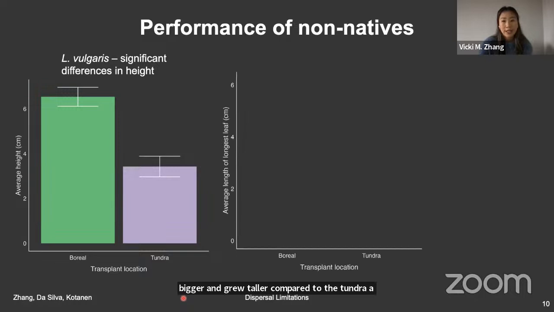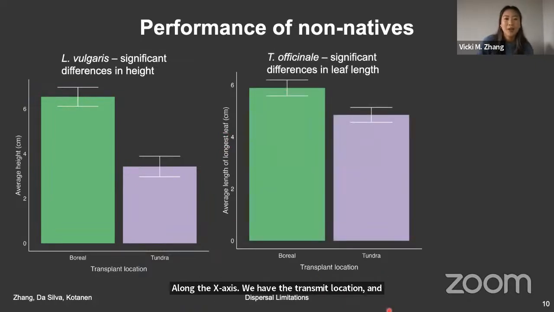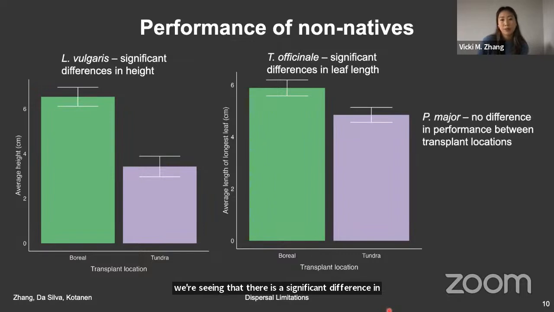Similarly, for dandelion, because it grows in a rosette, we measured the length of the longest leaf, and that's plotted along the y-axis. Again, along the x-axis, we have the transplant location. We're seeing that there is a significant difference in leaf length, where dandelion grown in the boreal forest were bigger, but we didn't see any differences in performance for common plantain.